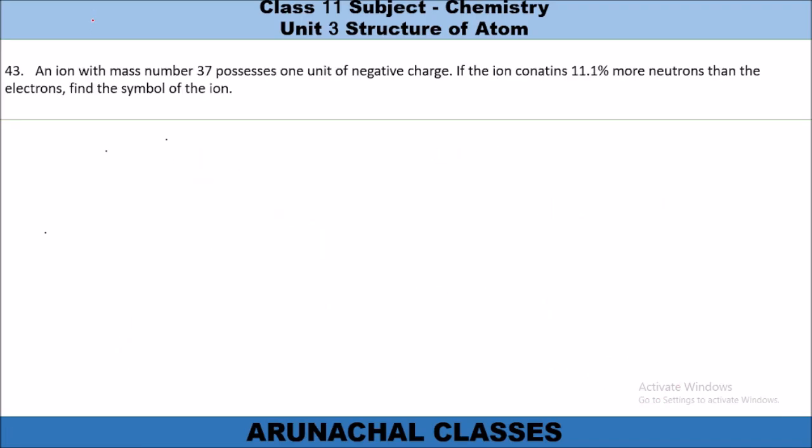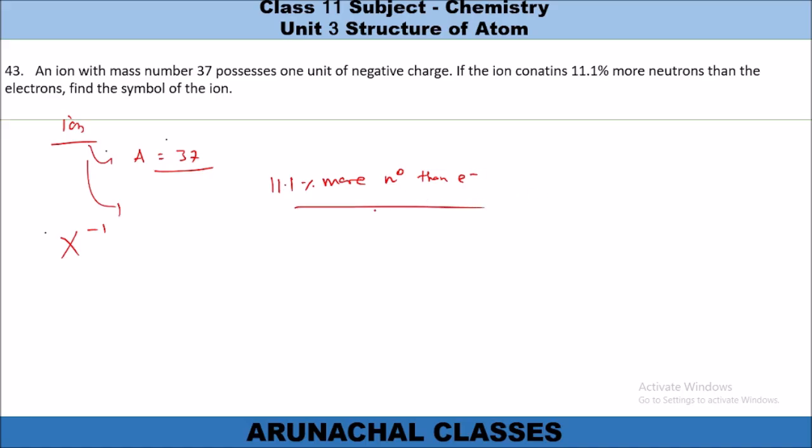Moving to question number 43. In this question we are talking about an ion with a mass number of 37 that possesses 1 unit negative charge. This particular atom is in ionic form with charge -1. If the ion contains 11.1% more neutrons than electrons, we have to find the symbol of the ion.